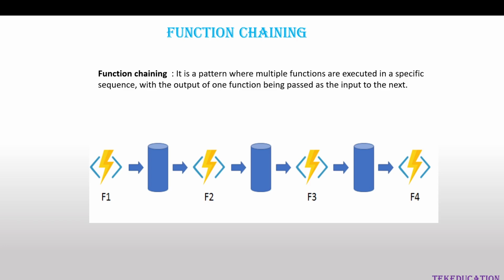The first pattern is function chaining. It is a pattern where multiple functions are executed in a specific sequence with the output of one function being passed as the input to the next. In this diagram, function 1 will execute and the output of function 1 is an input to function 2. Next, function 2 will be executed and the output of function 2 is the input for function 3 and so on. Now let's understand this with a real-time use case.